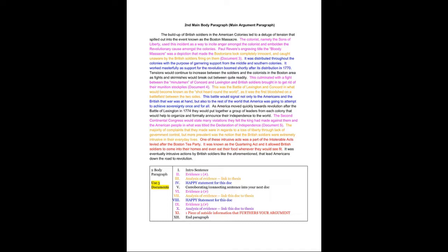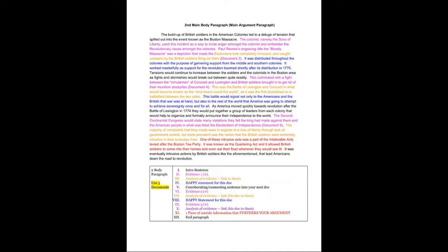This battle would signal not only to the Americans and the British that war was at hand, but also to the rest of the world that America was going to attempt to achieve sovereignty once and for all. As America moved towards revolution after the Battle of Lexington in 1774, they would put together a group of leaders from each colony that would help to organize and formally announce their independence to the world. Here's my fifth document usage here.